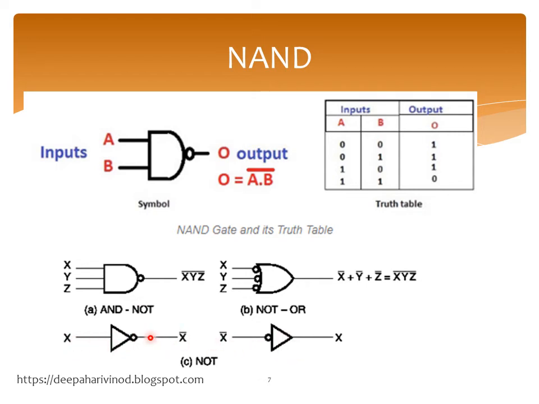Here we can see that x is the input. This is a normal inverter. X bar will be the output. In the same way, if I provide x bar as the input, we have a bubble here, so x will be the output. That is about the NAND gate.